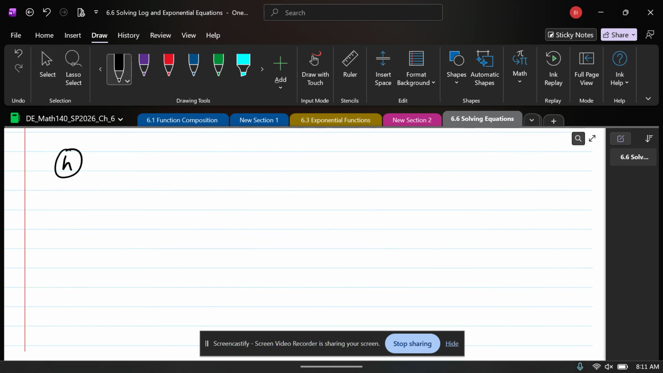I'm just going to make one up here. Let's do 6 to the 2x plus 3 equals 11 to the x minus 7. Making it up here.